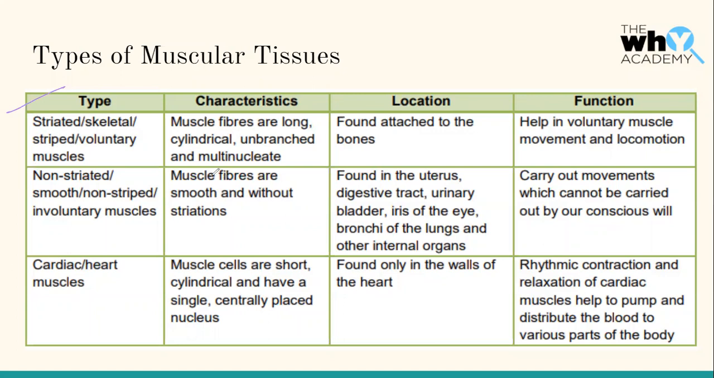So you need to know that striated, skeletal, stripe and voluntary are all different names for the same muscles. Same way you have a couple of names for involuntary also. Cardiac is only cardiac, there is no other name. Usually you don't refer to it as heart muscles, it is called cardiac only. And these are the characteristics and the location.